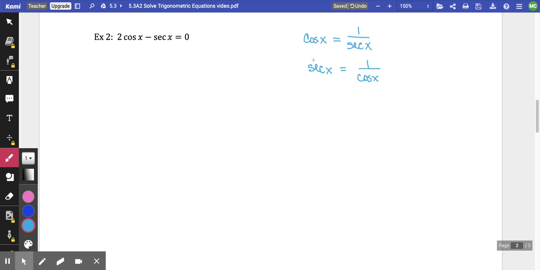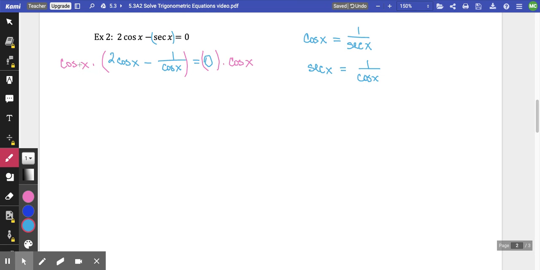Now, since I'm fonder of working with cosine, I think I want to change everything in here to cosines. So I would want to replace this secant of x. So this would say 2 cosine of x minus 1 over cosine of x equals 0. Now I've got a cosine of x in the denominator, which is very difficult to solve for. So the first thing I would do is I'd want to clear that fraction. And I do that just by multiplying both sides of the equation by the denominator. So this is one of those lovely algebraic techniques that you should have under your belt, ready to use whenever.